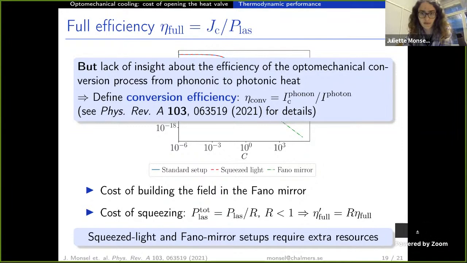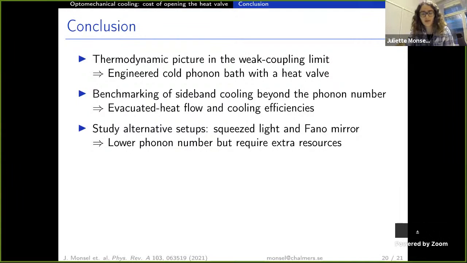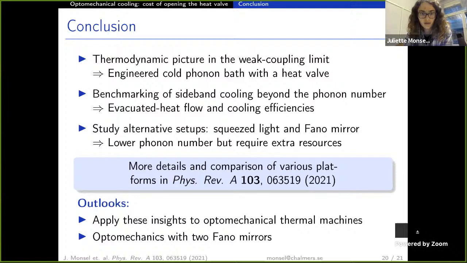So to conclude, I've shown you that we can understand optomechanical cooling with a thermodynamic heat valve picture, where we are engineering a cold phonon bath using optomechanics. And this thermodynamic picture allows us to define benchmark performance quantifiers beyond the phonon number to understand the efficiency of the cooling. And we use these tools to study alternative setups using squeezed light and a Fano mirror. And we've seen that they allow us to reach lower phonon number, but this comes with an extra cost because we need extra resources to do that. So you will find all the details in the article.